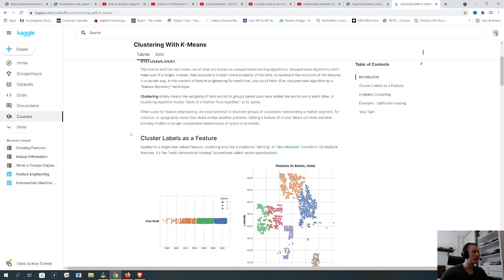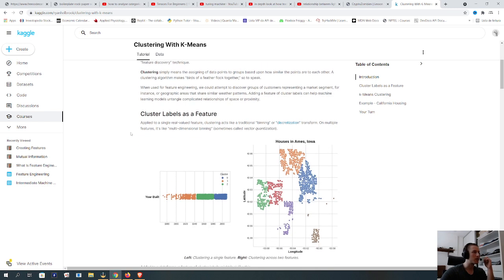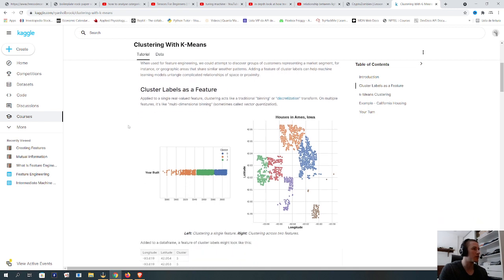Clustering simply means the assigning of data points to groups based upon how similar the points are to each other. A clustering algorithm makes birds of a feather flock together, so to speak. When used for feature engineering, you could attempt to discover groups of customers representing a market segment, for instance, or geographic areas that share similar weather patterns. Adding a feature of cluster labels can help machine learning models untangle complicated relationships of space or proximity.